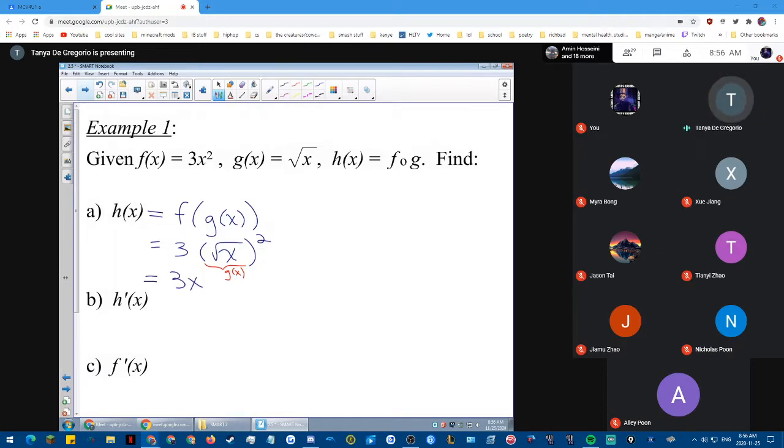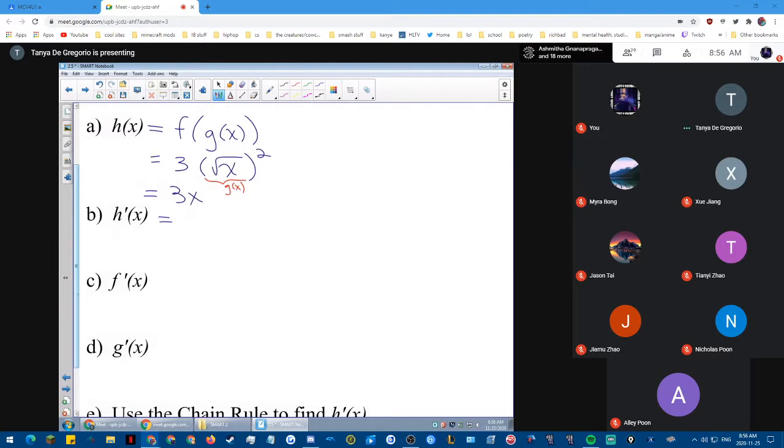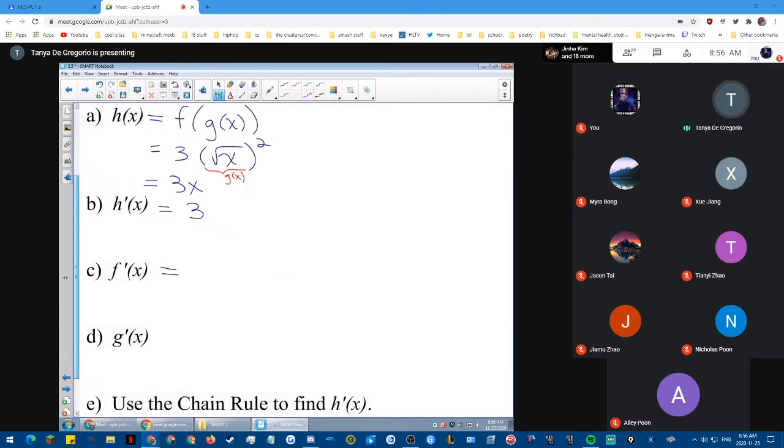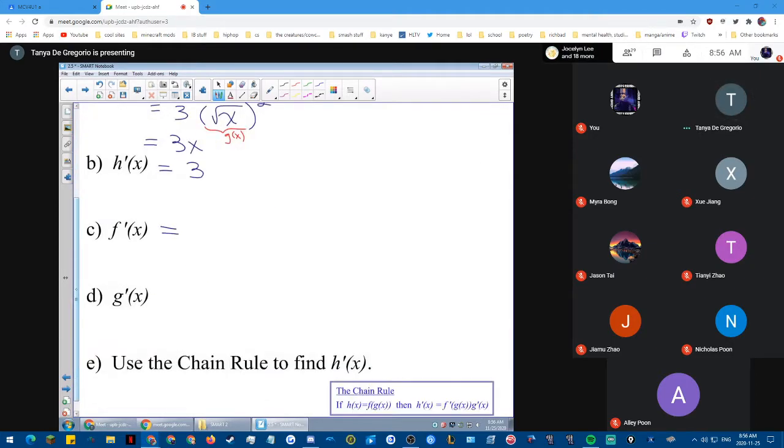Now I want to take the derivative of that. So what's the derivative of this? Easy. What's the derivative of 3x? 3. It's just 3, right? The exponent of 1 comes down, 3 times 1 is 3, x to the 0 is 1, it's just 3. Good. Okay, now I'm going to do it separately. I want to find the derivative of 3x squared. What is the derivative? Come on, guys. 6x. Yeah, thank you. Come on, you guys should know this, right?